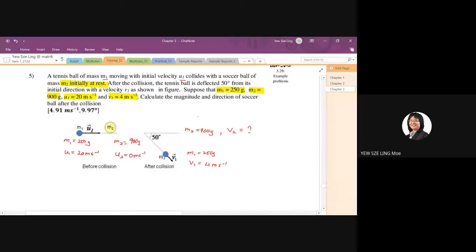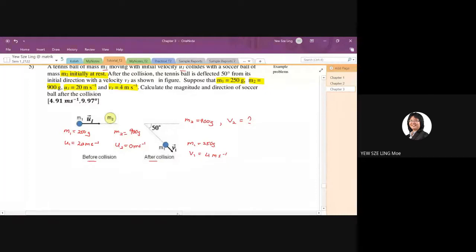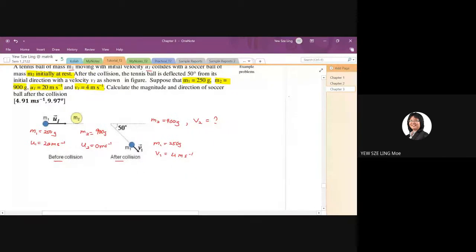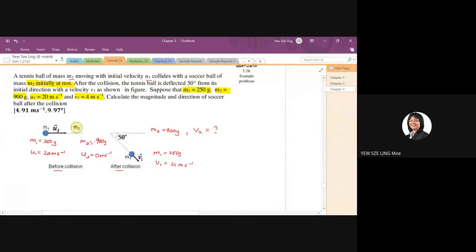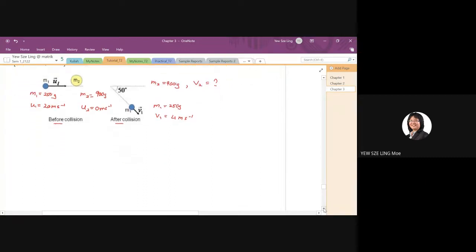Now, how are we going to solve this question? Obviously, you have a collision, you have before collision and then after collision, which means you are going to apply the principle of conservation of momentum to solve this question. But then, how are we going to solve it? This is a two-dimensional question. When it is a two-dimensional question, you need to solve it according to its components. You calculate the conservation according to its components.